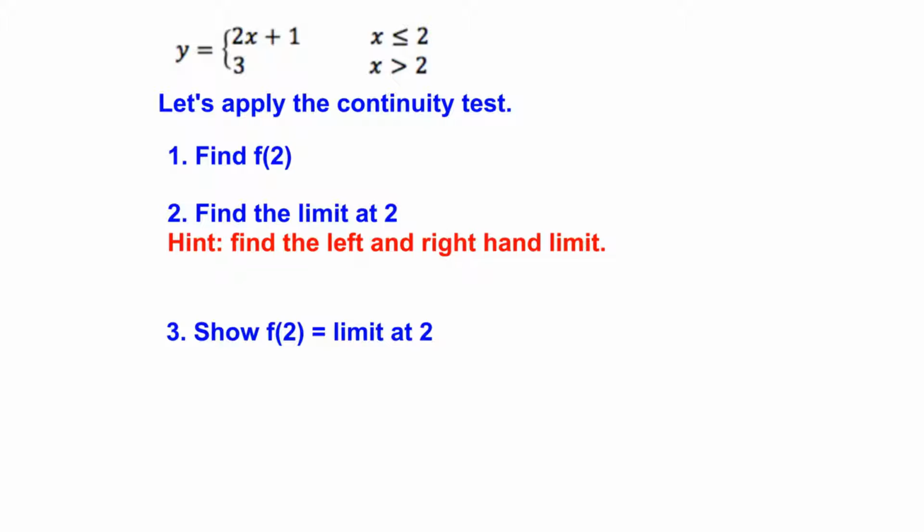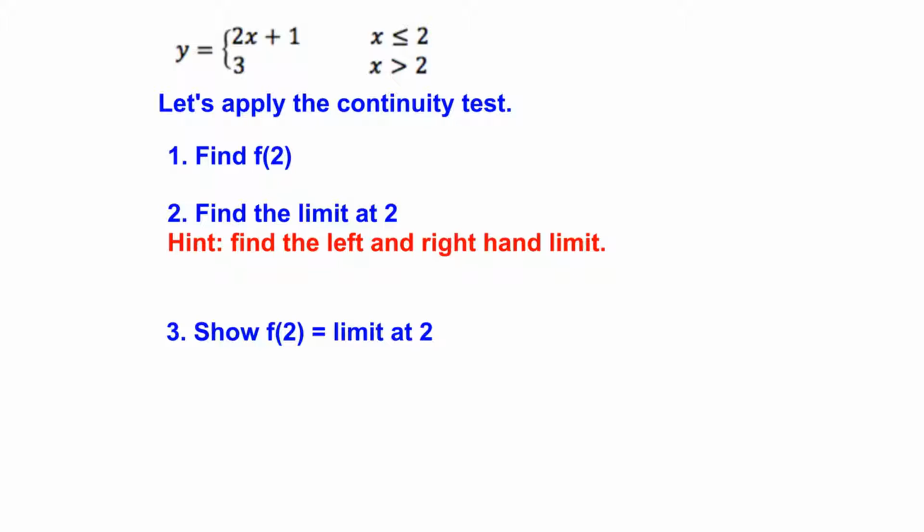All right, so I'm looking at that piecewise function. And the first thing we need to do is figure out what is f of 2. Well, that already makes us have to make a decision, because for the value of f of 2, we have two different equations here. Which equation am I going to be plugging the 2 into? The first equation or the second equation?